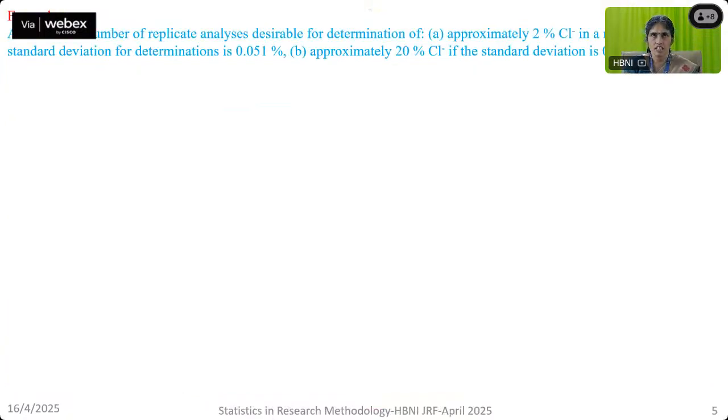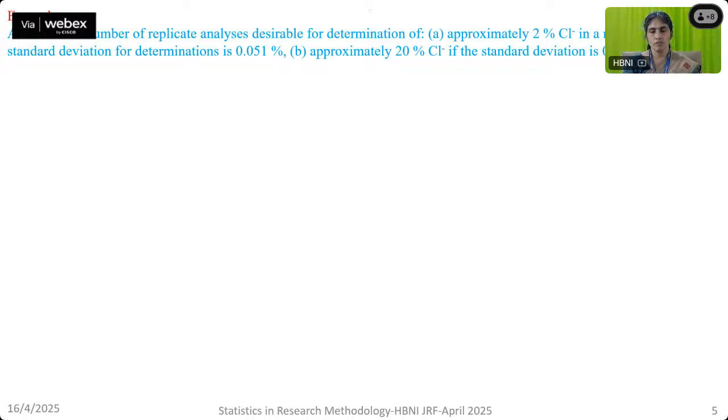So let us do an exercise to get hold of this concept. From this exercise, we will get an idea about how many replicate analyses should be done for the determination of a particular element or analyte at a different concentration level. In the previous class, we had seen only the dependency between the number of repeated measurements and the precision of the data. Now, we add one more factor, that is the level of concentration of the analyte in the sample.